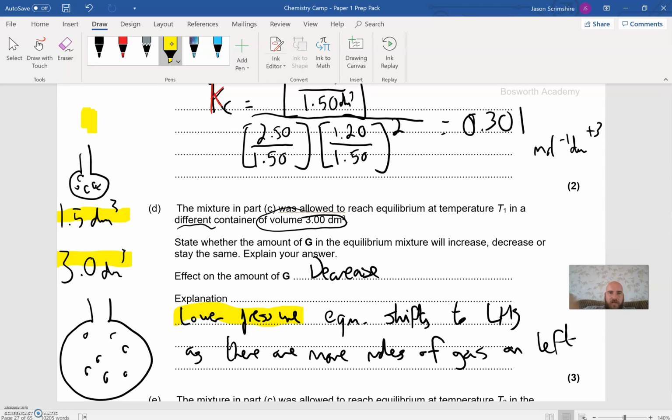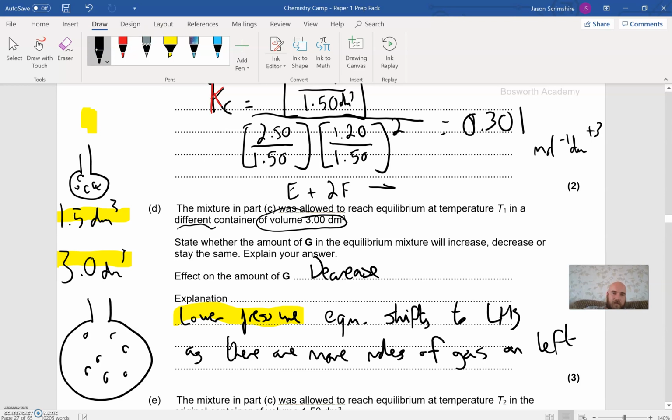Well, so I don't need to keep flipping back, let me just write the expression again. So it's E plus 2F makes 2G. And they're all gases. So if I lower the pressure, equilibrium will shift to the left-hand side to make more moles of gas. So if you lower the pressure, equilibrium will try and make more pressure, i.e. more gas molecules. What effect will that have on G? Well, if equilibrium is shifting to the left, I will end up with less G.